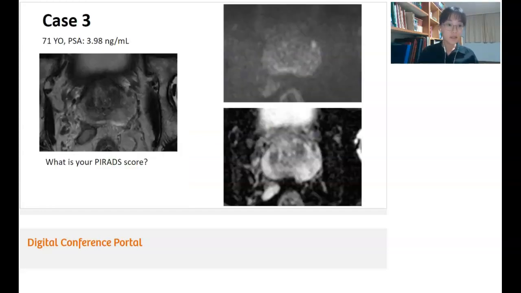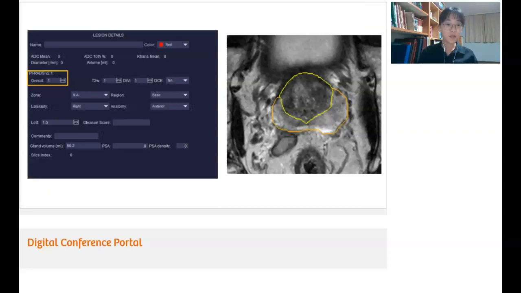In this case, what is your PI-RADS score? There is a small T2 low signal intensity lesion with diffusion restriction in left peripheral zone. Radiologists could detect the lesion, but AI could not detect the lesion. It seems that prostate segmentation did not cover the entire lesion.